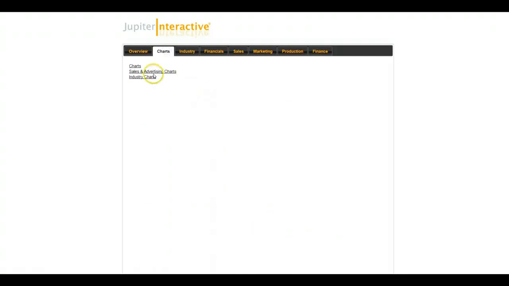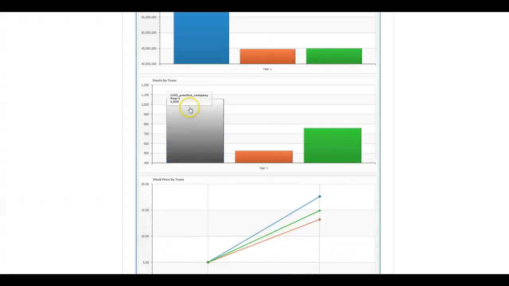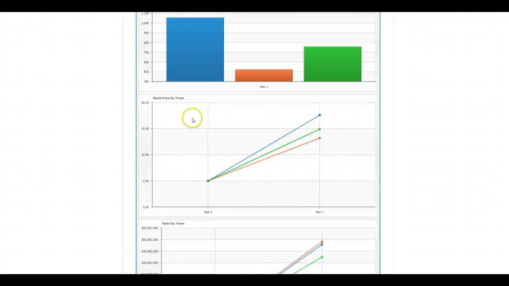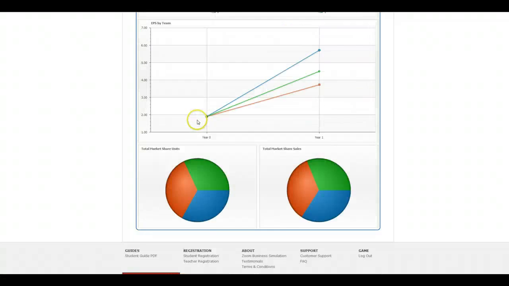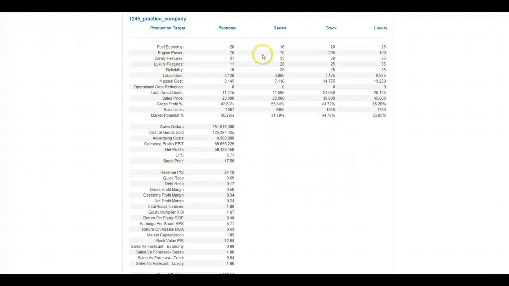Okay, let's go back to charts, and then you have the industry charts. So I can see how I did against the two computer players I'm playing against, and I did great in points and profitability against them. So I'm doing pretty well against the computer players. And the industry shows me this is exactly how I made my vehicles last round and my financial results, and I can check my competitors as well.